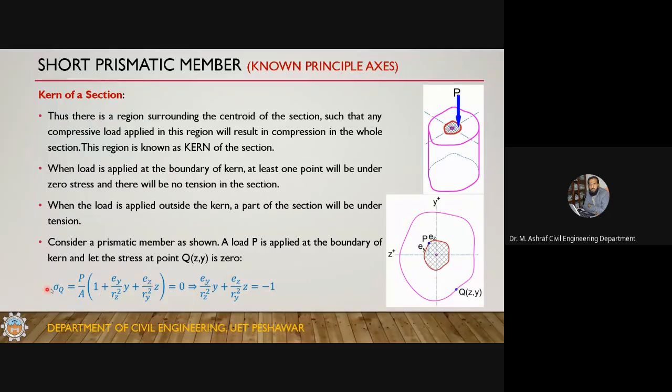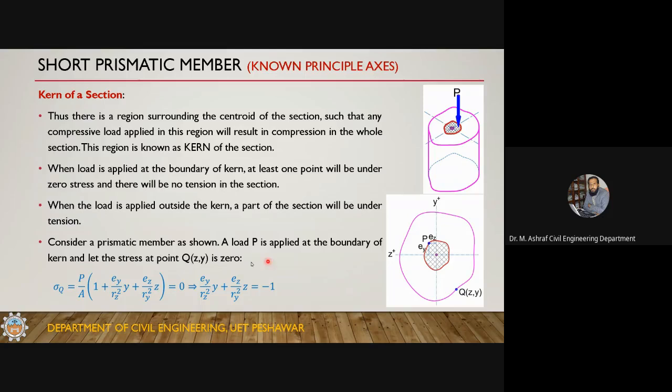So the stress at Q is equal to this one. This is the short prismatic formula. If you plug in the stress equal to zero, you will get this one. So EY divided by RZ square into Y, plus EZ divided by RY square into Z, is equal to zero. In this case, Y and Z are known. The point is known where the stress is zero. We want to get an expression for EY and EZ. Here these are unknown and Y and Z are known.